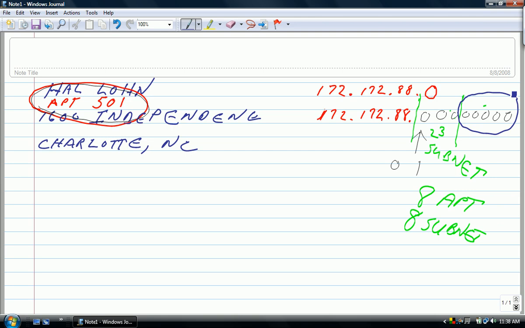Now, each of these apartments or subnets can hold this many occupants. Well, this must be quite a big apartment, because that would be 2 to the 5th power, which in multiples of 2 would be 2, 4, 8, 16, 32. 32 tenants, 32 people in each apartment. So I now have 8 apartments with 32 people in each apartment, and each one has a unique address.